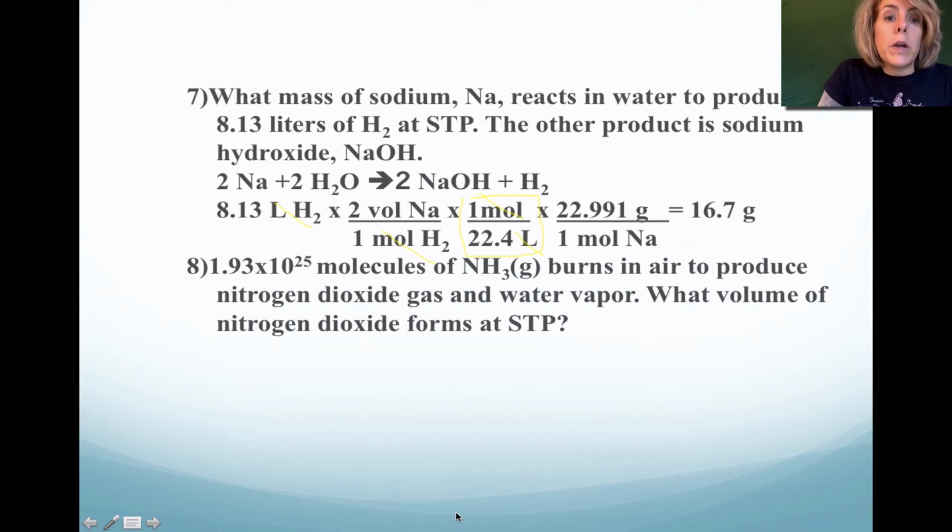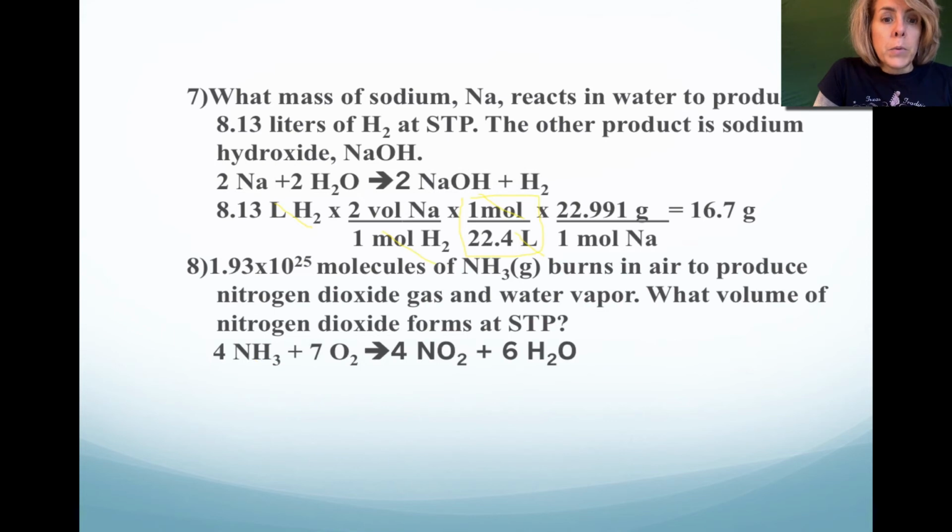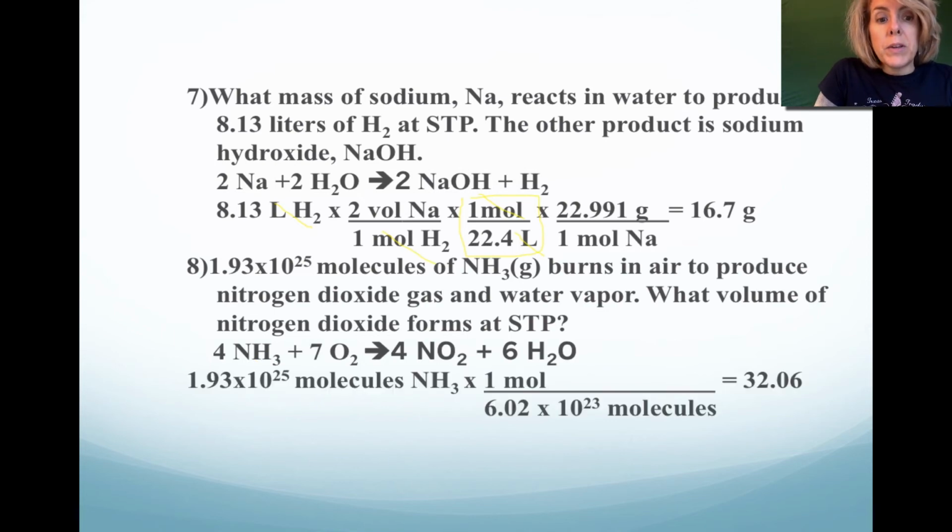Now, you could do another equation where you have molecules, or remember, particles. We're talking about the size of Avogadro's number. They want to know the volume of nitrogen dioxide that forms at STP. Remember, nitrogen dioxide was that nasty toxic gas that we produced in one of our labs. Here we have a balanced equation, and we essentially take the amount of molecules that they are giving us, and we multiply it by Avogadro's number. Notice it's 1 over 6.02 times 10 to the 23rd molecules, and that gives us the moles.